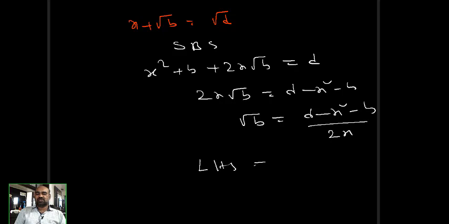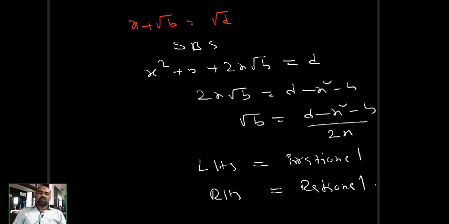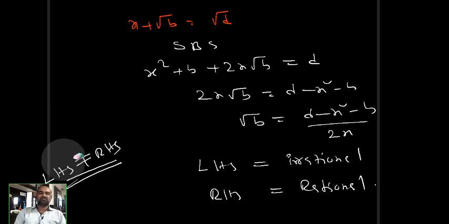LHS is irrational. RHS is rational. LHS is never equal to RHS now, because an irrational number is never equal to a rational number. What is the meaning of that? What we assumed is wrong. That I will write.